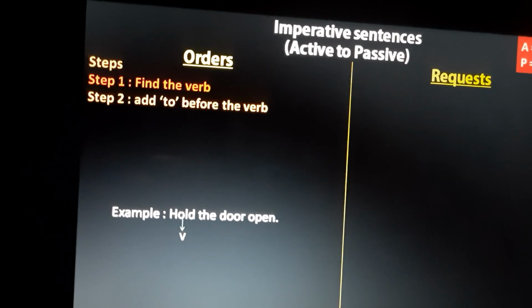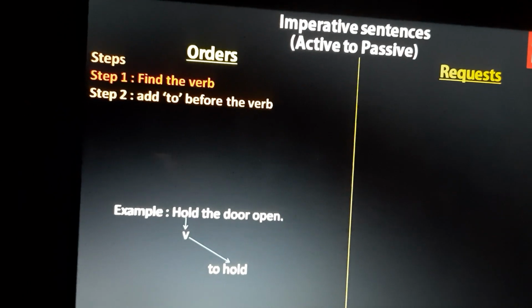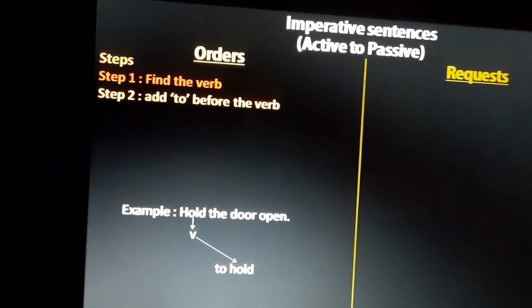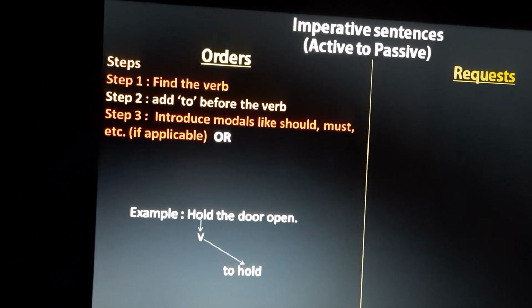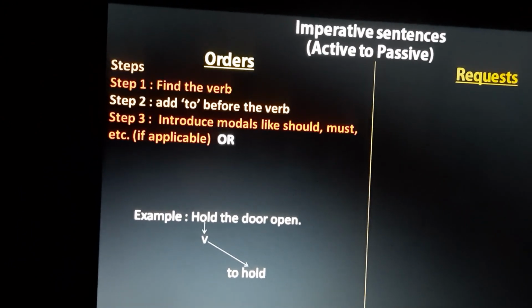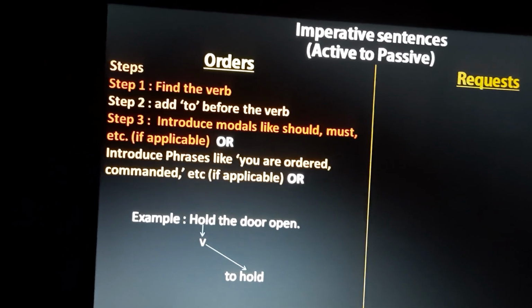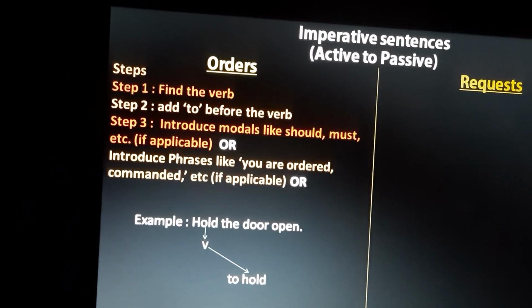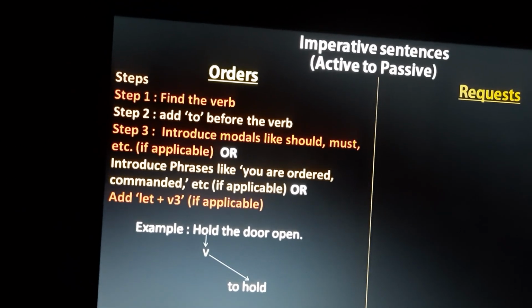The second step is to add "to" before the verb. So let us add "to." So here hold becomes "to hold." The third step is to introduce modals like should, must, etc. if applicable, or we have another option to introduce phrases like "you are requested," "commanded," etc., or we can add "let" plus V3 if applicable.